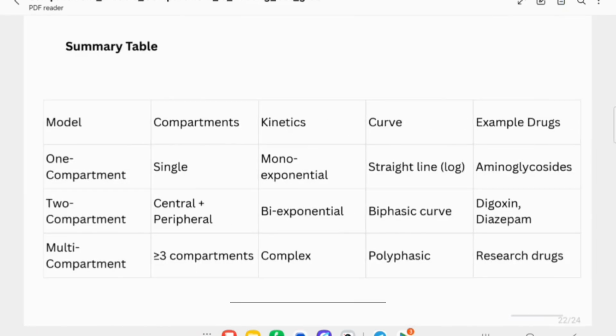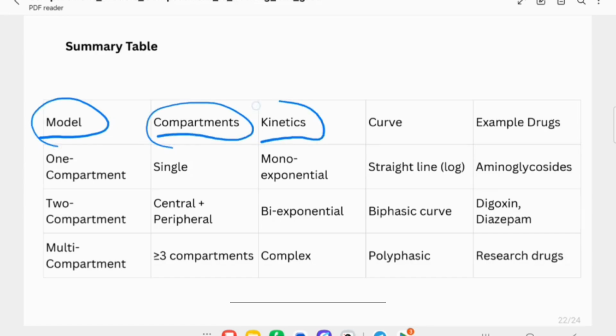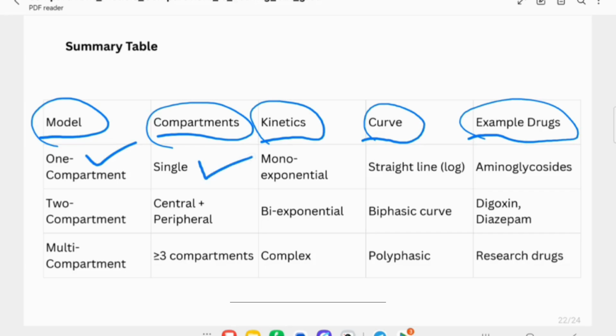Here there is a summary which is useful. In the first column the model is given, in the second column the compartments, in the third column the kinetics, in the fourth the curve, and then examples of drugs. For the one compartment model, the number of compartments is single and the kinetics is mono exponential, so we get a single straight line curve, and it is used for aminoglycoside drugs.